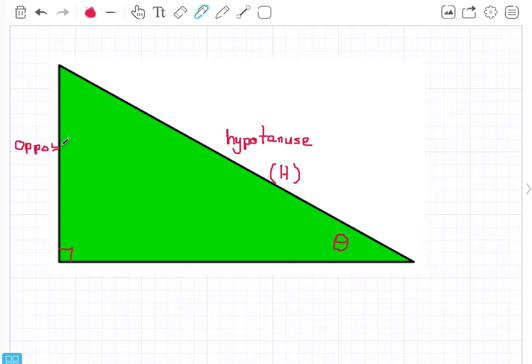That one's quite straightforward. Now we said the other one was next to, and we're going to use a word for next to called adjacent. And we're going to use A for adjacent. Okay, so we've got O, A and H, and from that we have this.